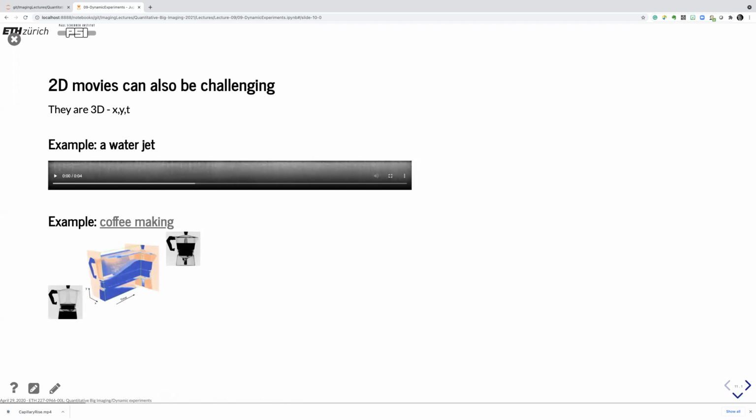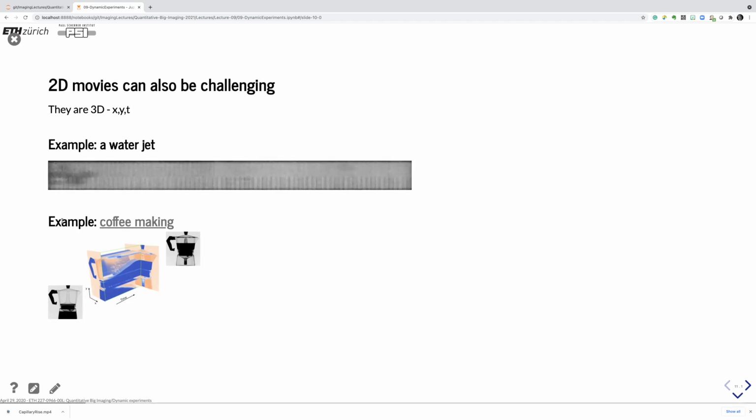Then we also have 2D movies. So then they are actually 3-dimensional because you have X, Y, and T. And here is an experiment with a fast water jet going through a tube, and you can see the bubbles in it. Yeah, so it's a very fast process going on here. And here we see also that it's very noisy.